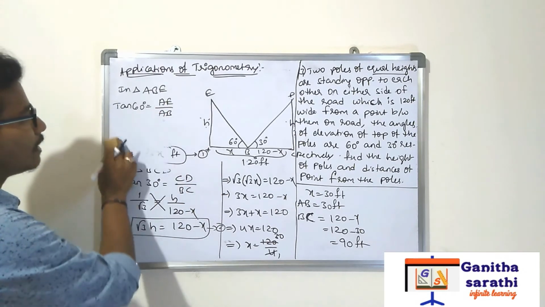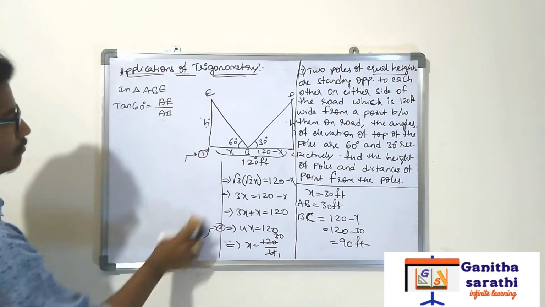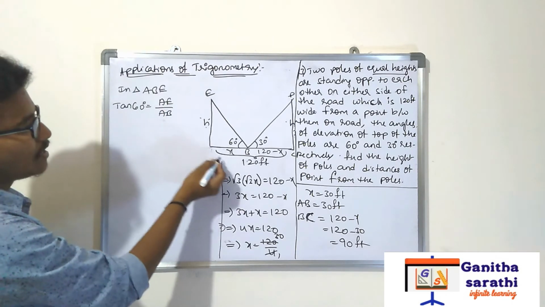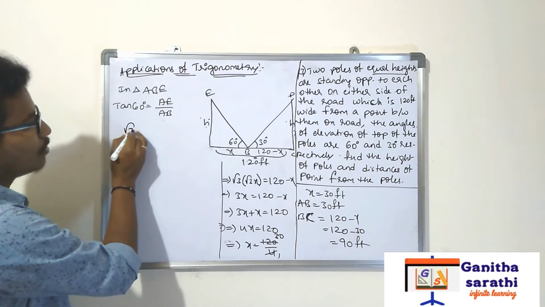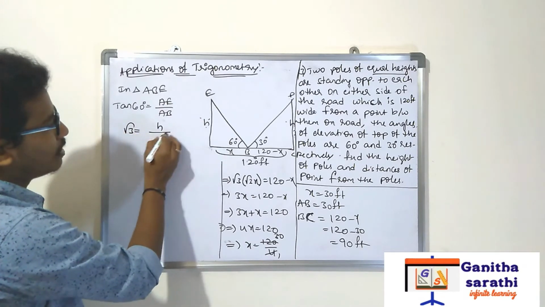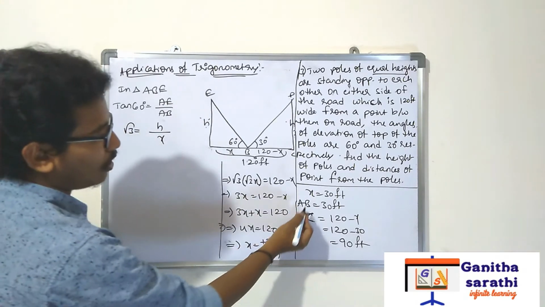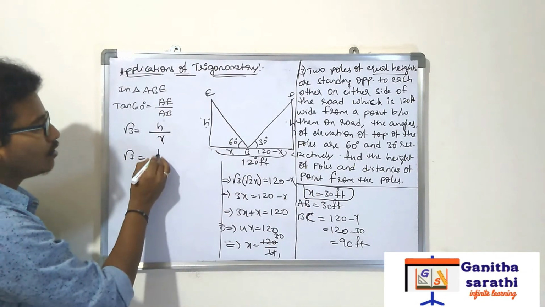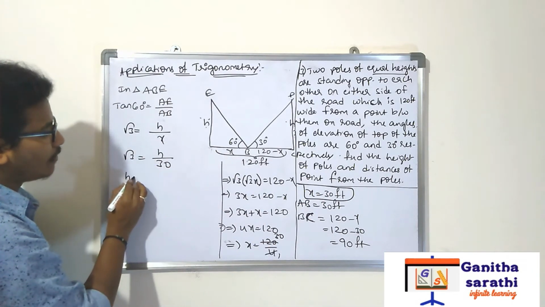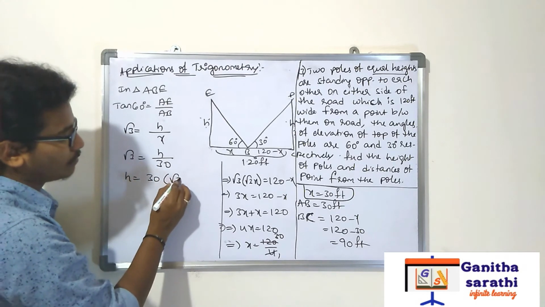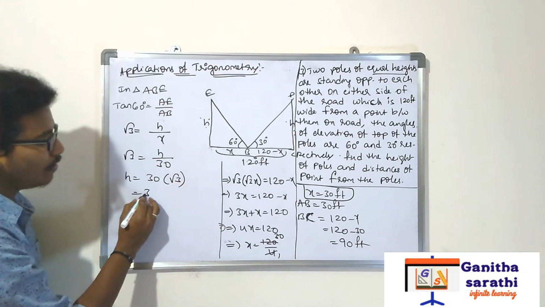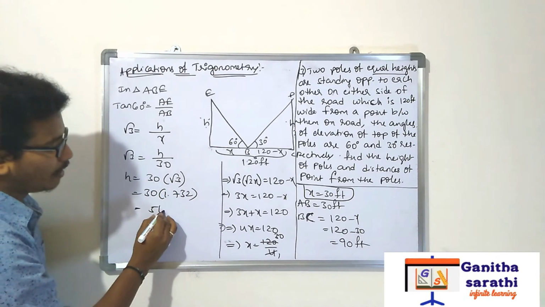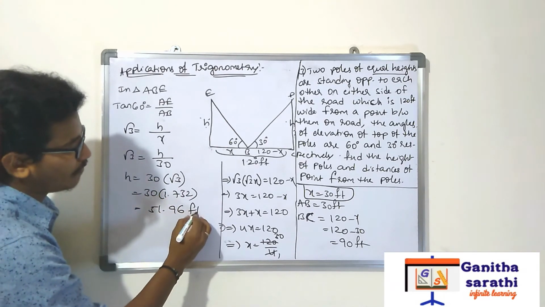Again take tan only. Tan 60 is root 3, is equal to AE value H by AB which is X. We got the value of X. What is the value of X? 30. Substitute here. Root 3 is equal to H by 30. H is equal to 30 into root 3. 30 into root 3 value is 1.732, so it will be 51.96 feet.